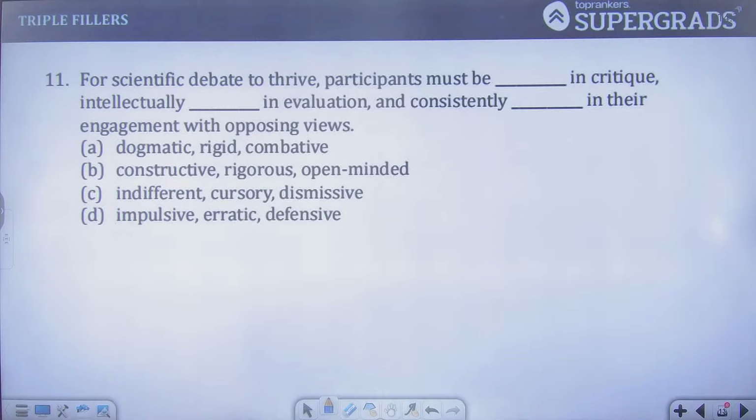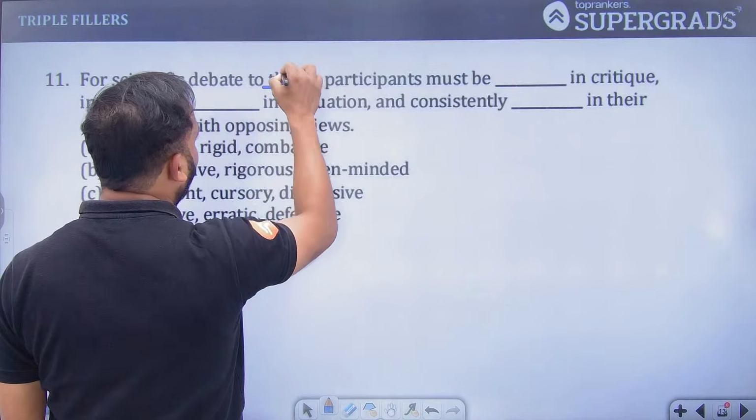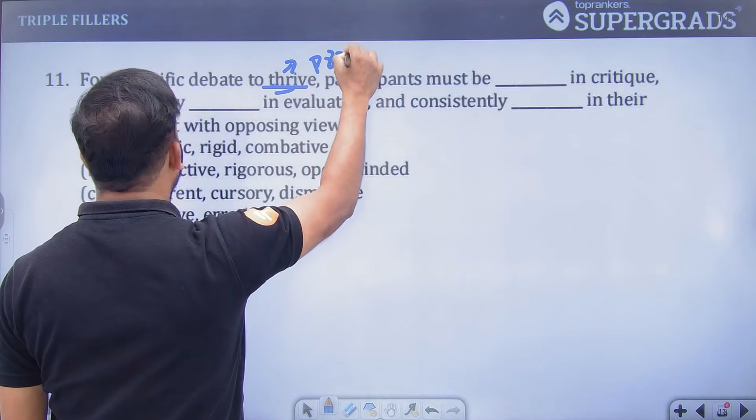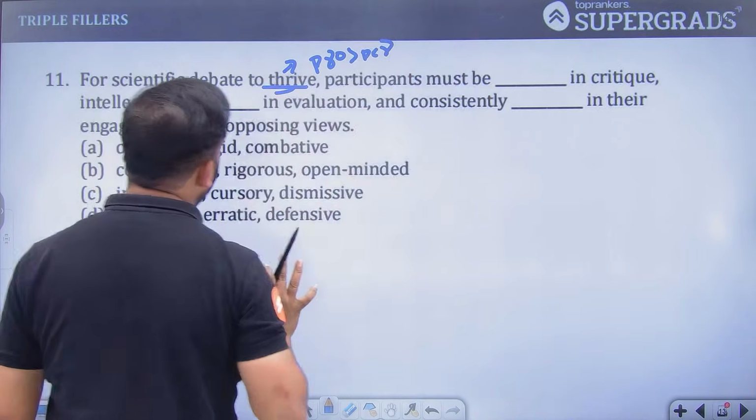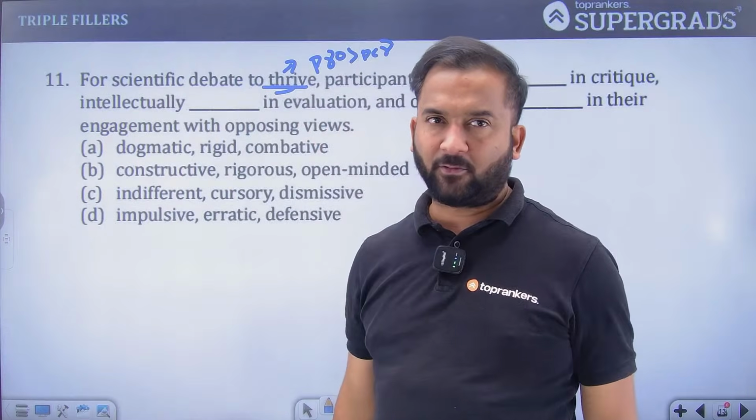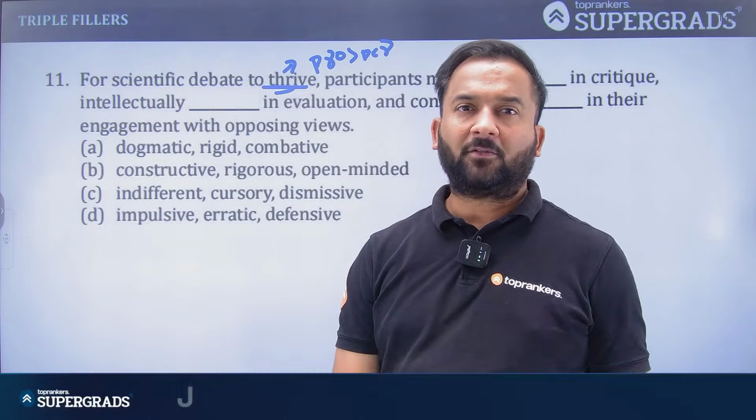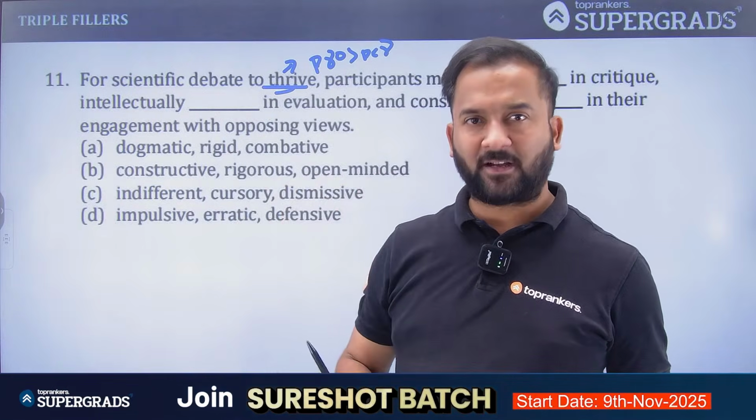Question number 11. Now, for the scientific debate to thrive, that means to prosper, okay, participants must be dash in critique. Now, if you want a debate to go long, if you want a debate to prosper, so the candidates or the participants must be open to all sorts of discussion.